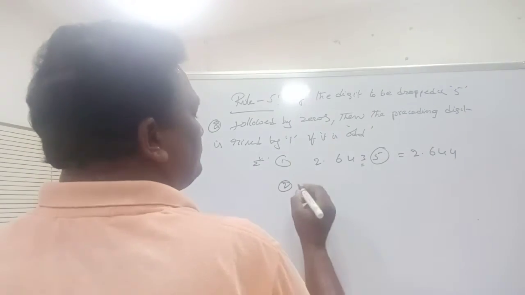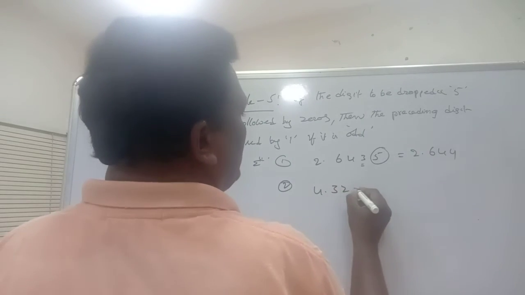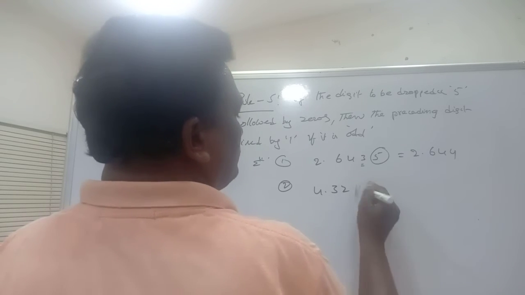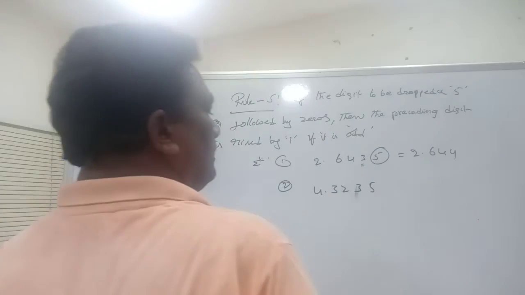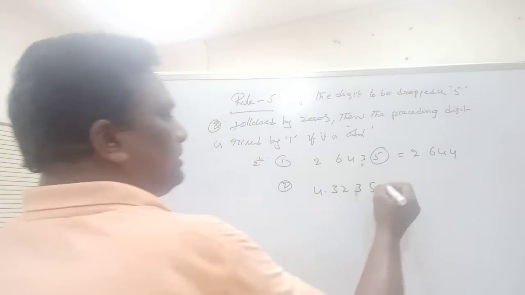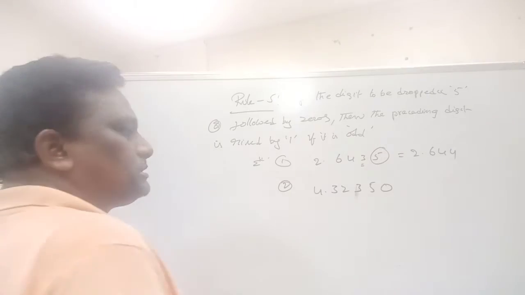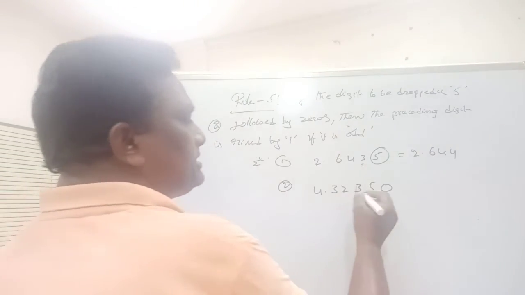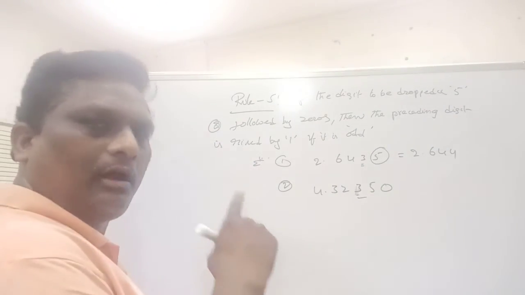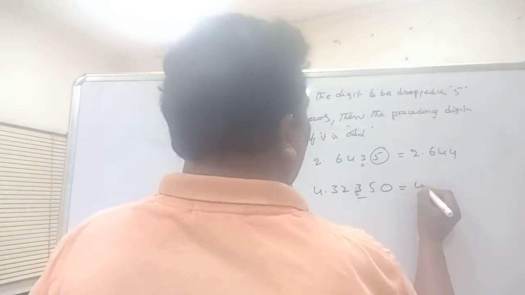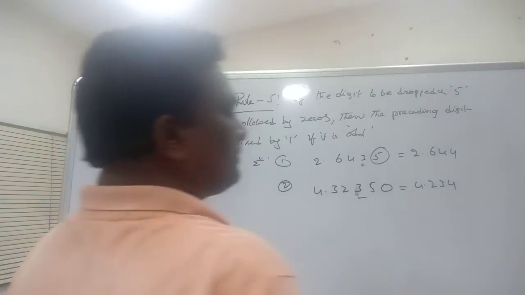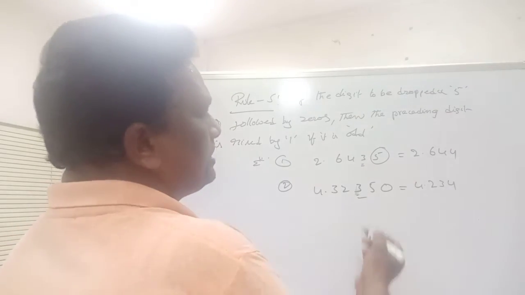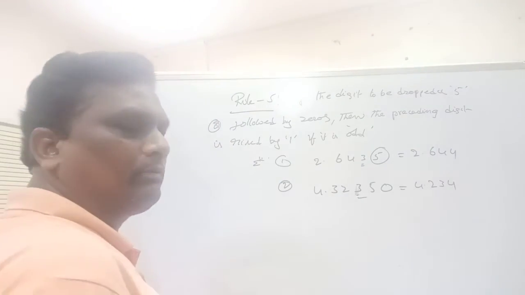Similarly, second example 4.2335. So if the digit to be dropped is 5 followed by zeros, then the preceding digit is raised by 1 if it is odd. So in this case also 4.234. Why? Because this preceding digit is odd, so it is raised by 1. So this is rule number 5.